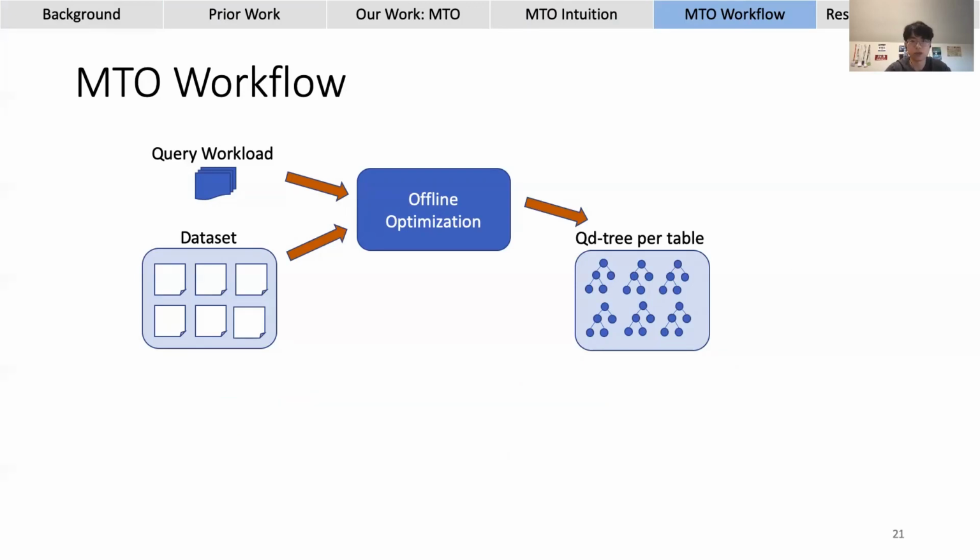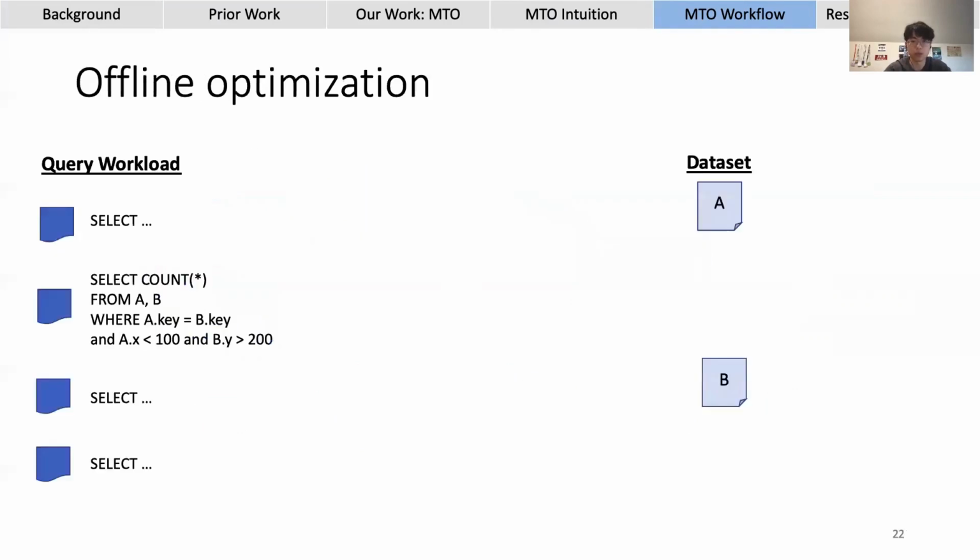So now I'll describe MTO's optimization algorithm in more detail. So we start with a query workload and a dataset. And in this example, the dataset has 2 tables, A and B. And the first step is to extract all the predicates that appear in the query workload, which we're going to use as cuts to build the QD trees for each table. So in this example, we'll focus on the one specific query that I've written here. The process will be repeated for every query in the workload.